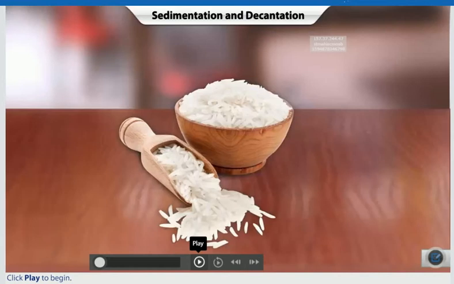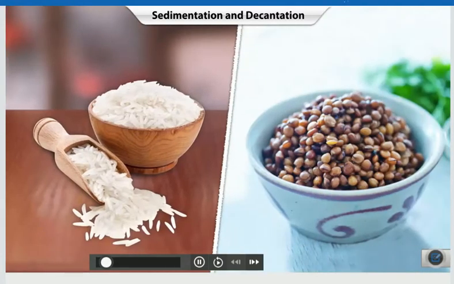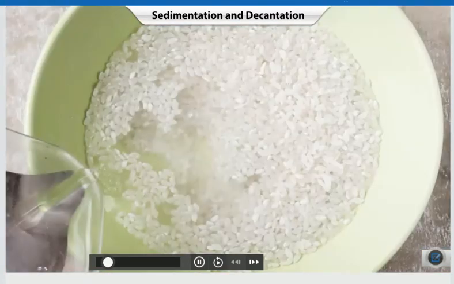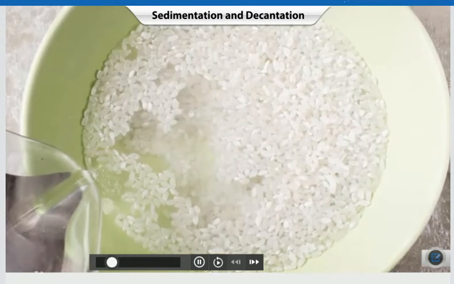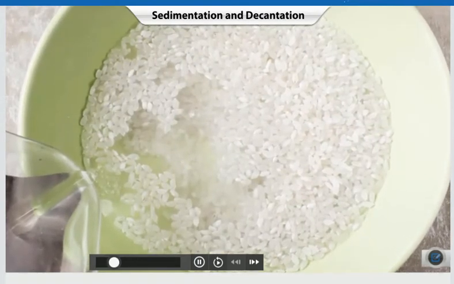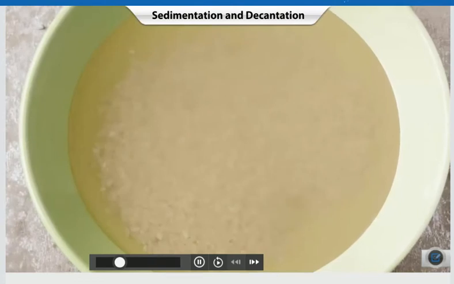How do you separate sand and other impurities from rice and pulses? We wash rice and pulses before cooking to remove the impurities. When we add water to rice or pulses, the impurities like dust and soil make the water muddy while the rice settles down.